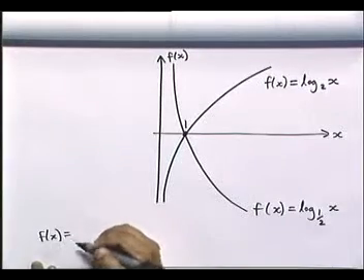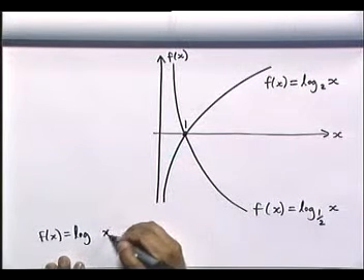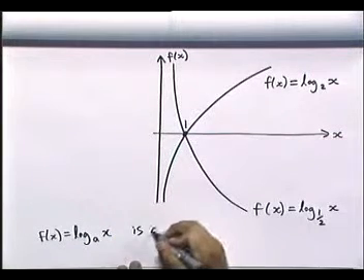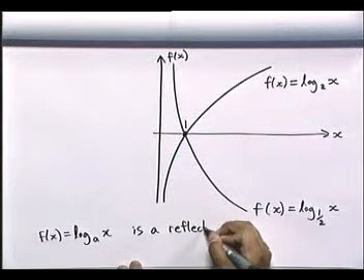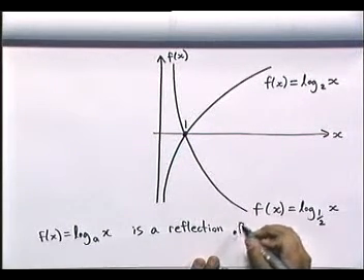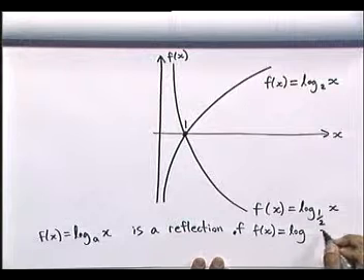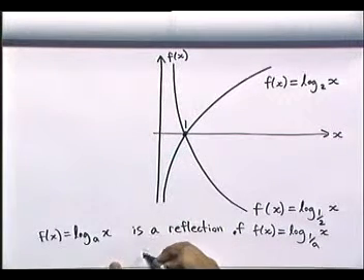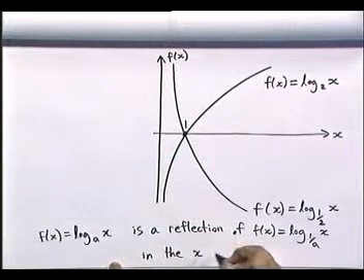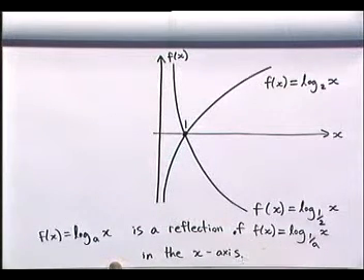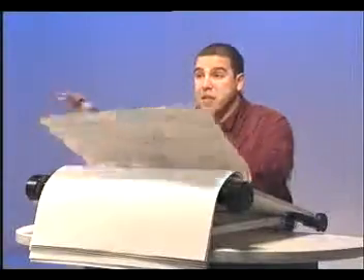Generally speaking, f of x equals the log of x to base a is a reflection of f of x equals log of x to base 1 over a, and that is in the x-axis. Excellent. So now we've looked at reflections in the x-axis, in the f of x axis. We've looked at exponential functions, and we've looked at logarithm functions.